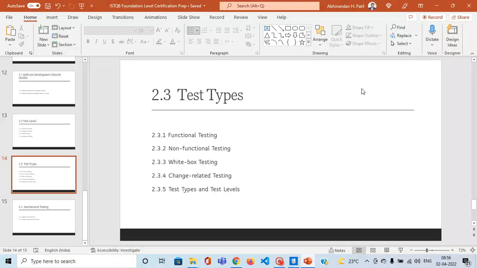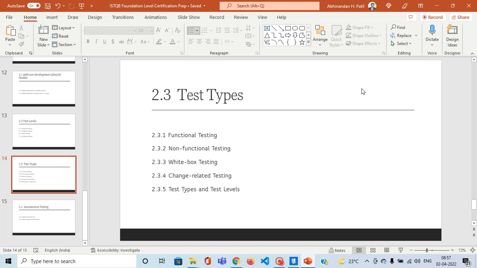We spoke about test levels. Now let's talk about testing types. Basically, the test types are functional testing, non-functional testing, white box testing, and change related testing. Testing types and testing levels, we have already discussed. So basically these are the testing types. It could be functional, non-functional, white box, which is structure based testing, and change related testing. Let's touch upon each one of them one by one.